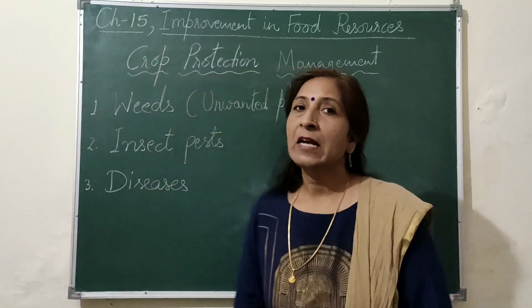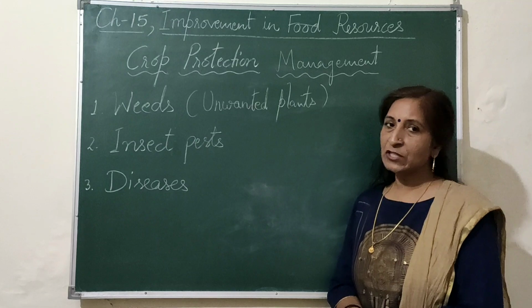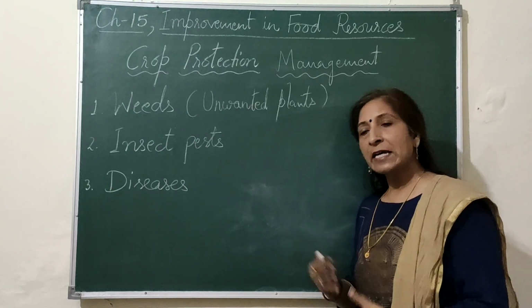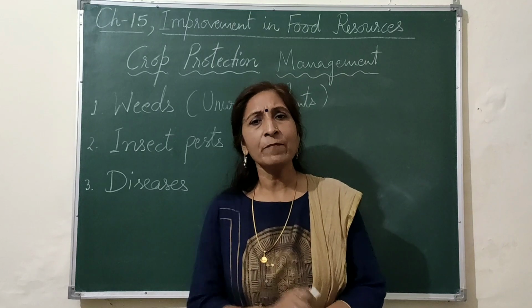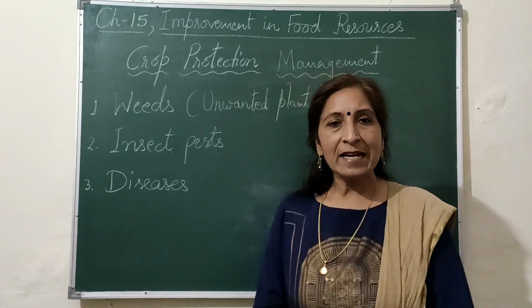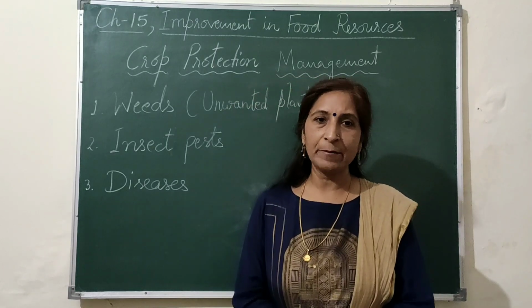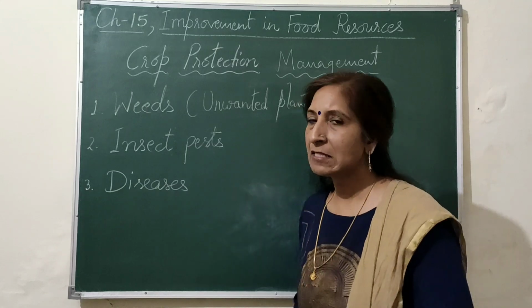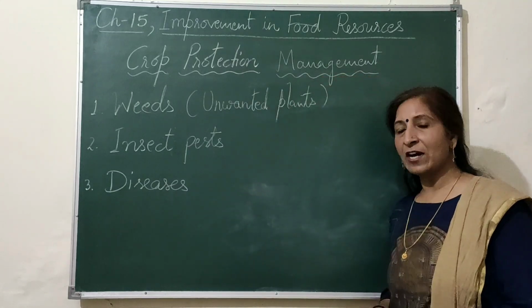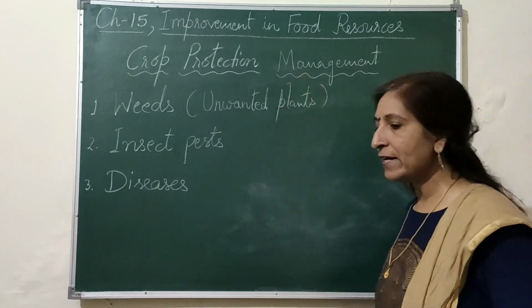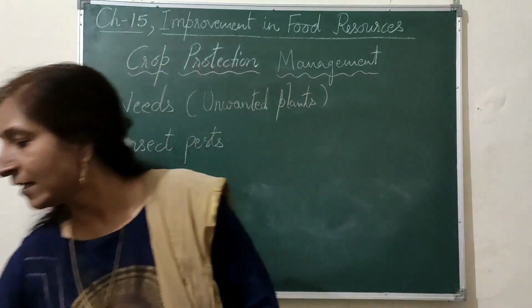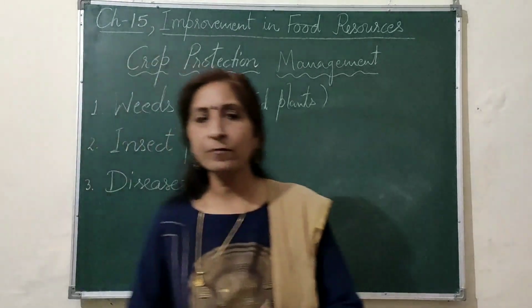Now, what to do for preventing the crop plants from diseases? Again, certain insecticides can be helpful in this case also, and fungicides can be used, bactericides can be used. So these chemicals kill the microbes and protect our plants from the diseases. So children, this is how we can protect the crop while it is growing in the field.